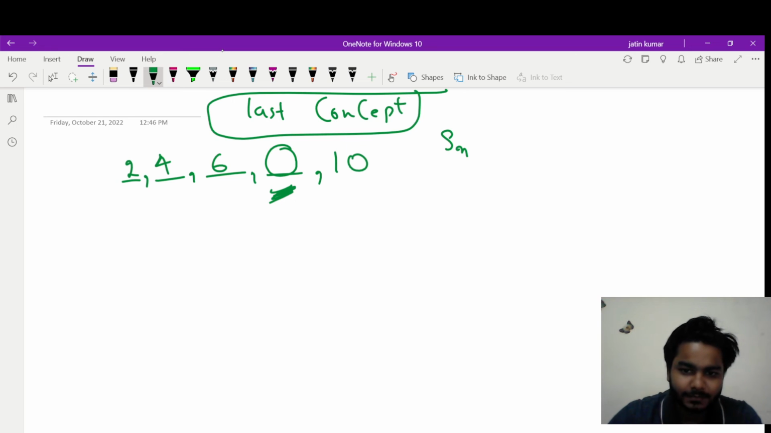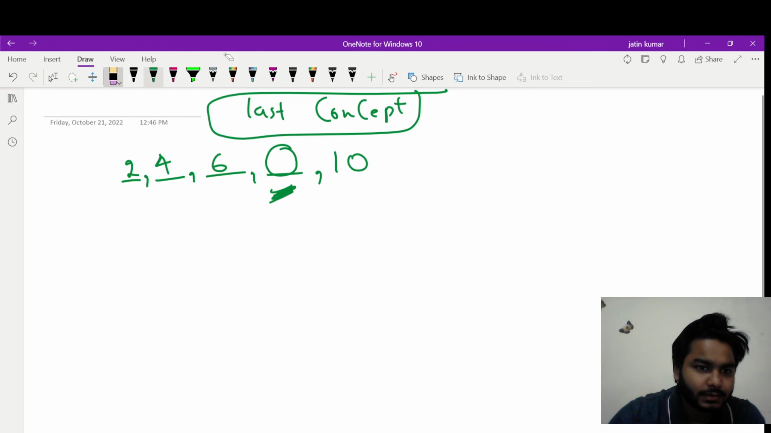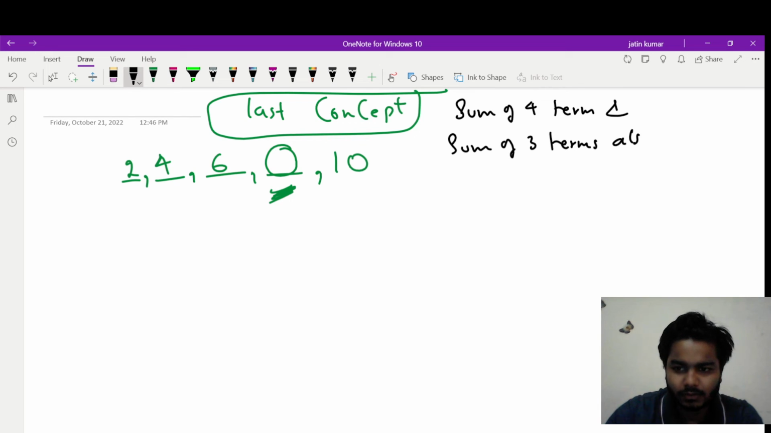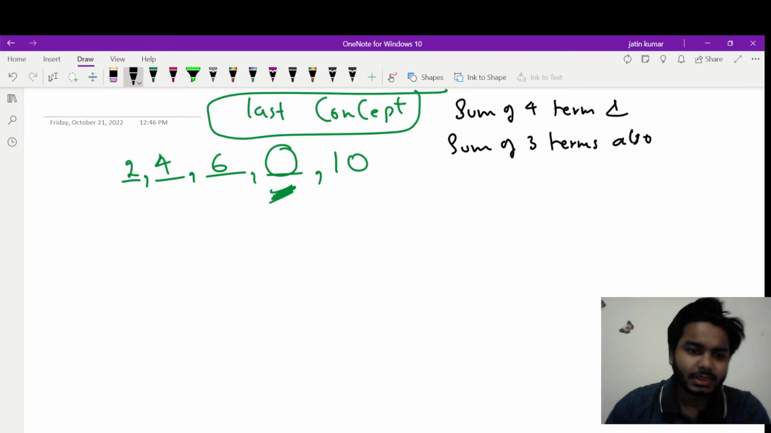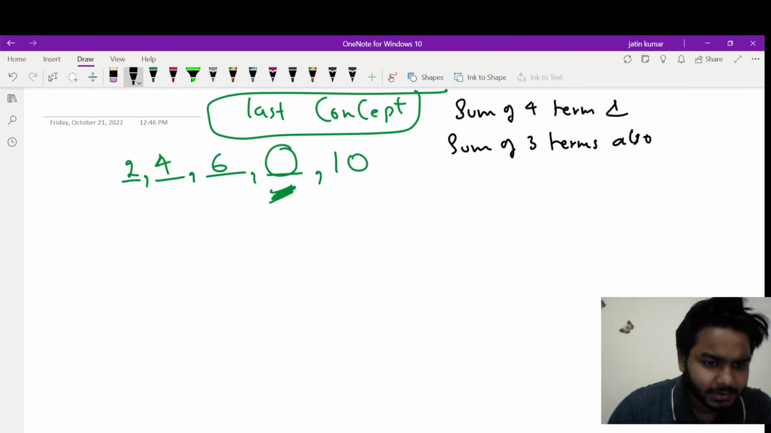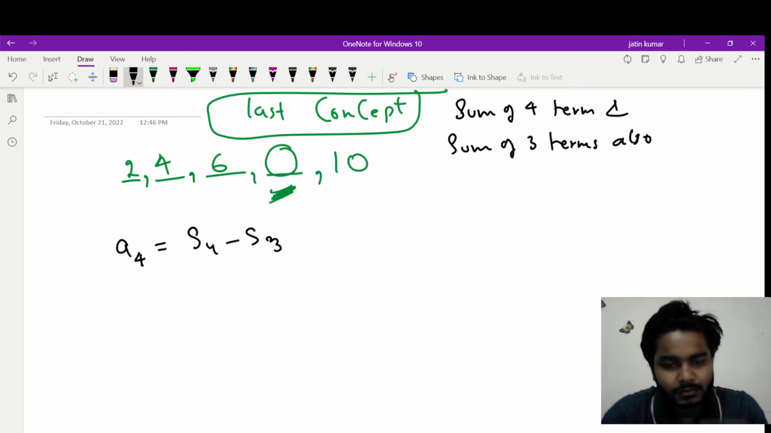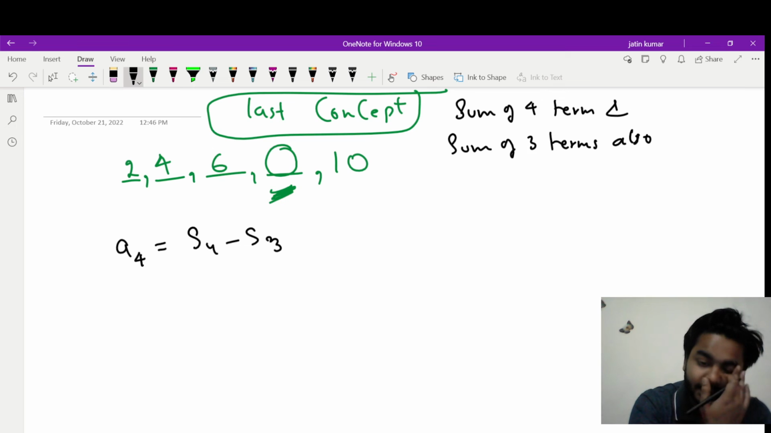Then what will be given to us? We will be given the sum of 4 terms and the sum of 3 terms also. Now what I want to say here is that in case you have to find some particular term, like suppose I have to find A4, then how can I find it? S4 minus S3, okay, the sum of n terms till that term minus the sum till the previous term.